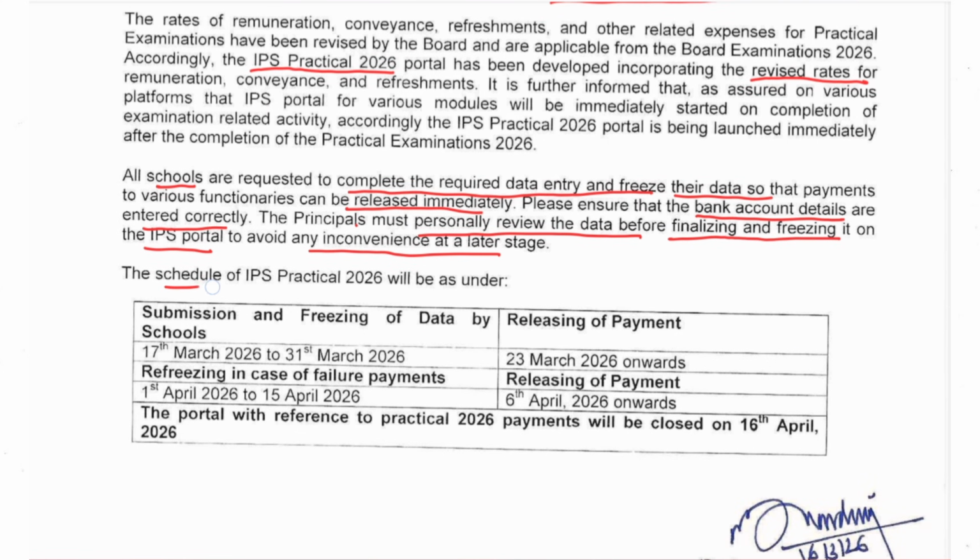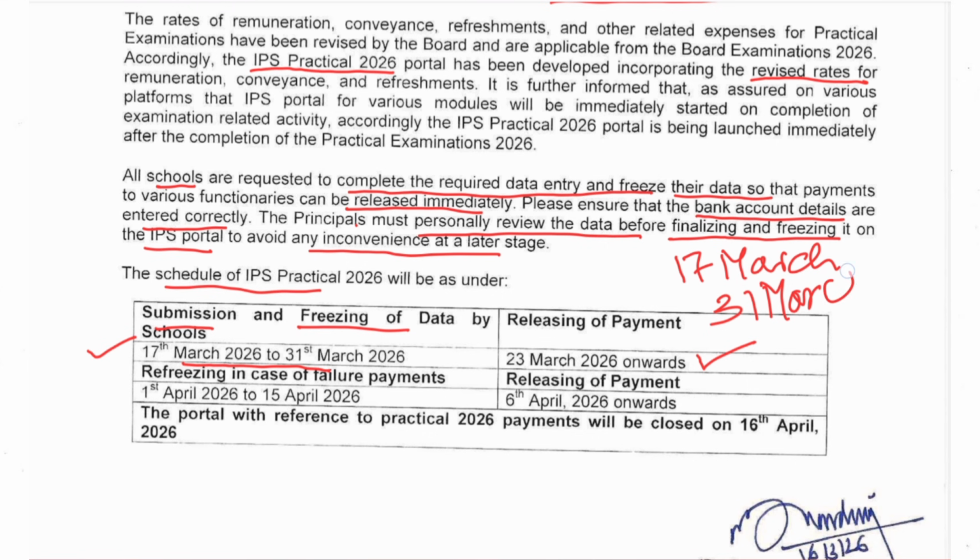Now let us see the schedule for IPS Practical 2026. So schools need to enter the data, submit the data and freeze it from 17 March to 31st March. So you have 14 days, and CBSE will start releasing the payment from 23rd March itself. And remember, this will be on a first come first serve basis. It means if your school freezes the data on 17 March, your school will receive the payment first, and if your school freezes the data on 31st March, it will be at a later stage.